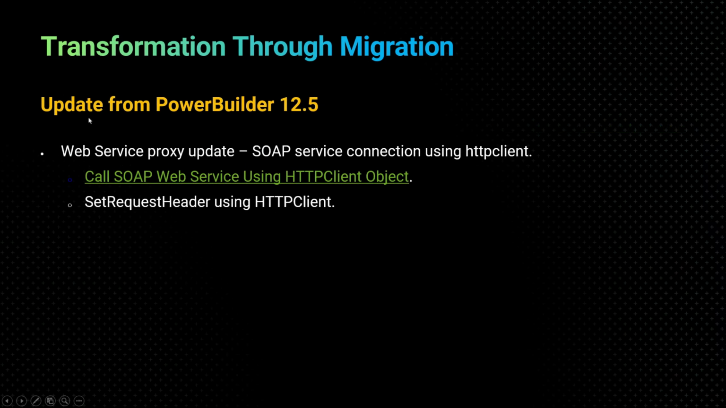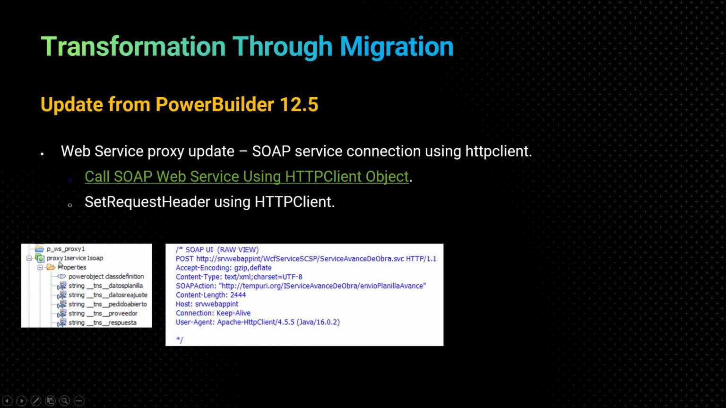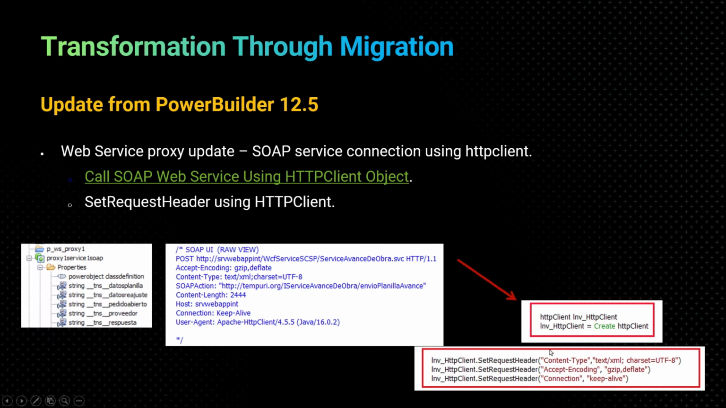Now regarding the update from PowerBuilder 12.5, the web service process: update SOAP web service connection using HTTP client. So we call the SOAP web service using the HTTP client object, and we set the request header using HTTP client. So instead of using this proxy SOAP as before, we use the HTTP client object and we set the request headers according to the information in the web service.